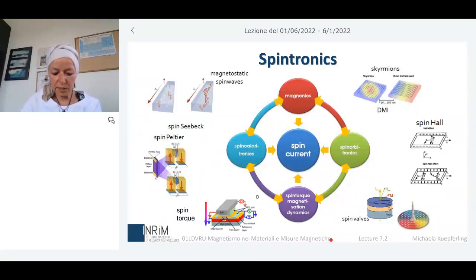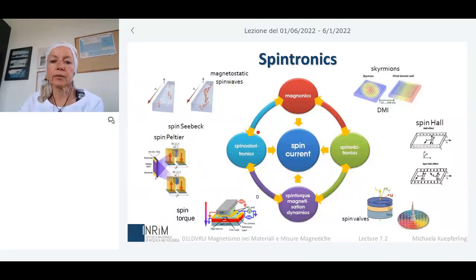We divide spintronics also in several subtopics, let's say, although all of them are always coupled by spin current. So spin current always plays a very big role in all the subtopics of spintronics, of course. And you can see here magnonics. So this would be, let's say, spin transport by spin waves, so by these excitations of magnetization configurations.